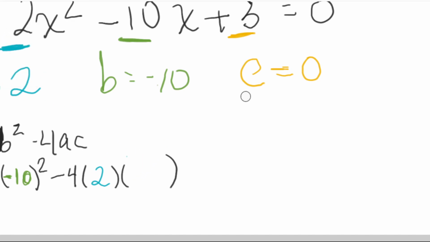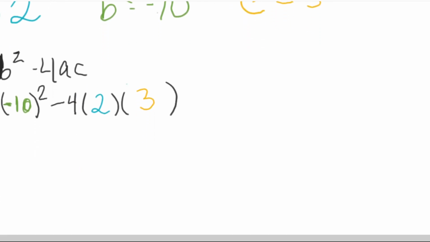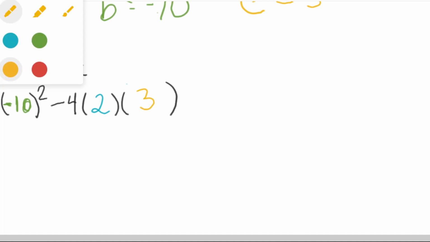Oh, why did I say 0 for c? It's because I was talking. But you don't want it to spit out a negative 100. You want it to spit out a positive 100. Because a negative number squared is a positive number.